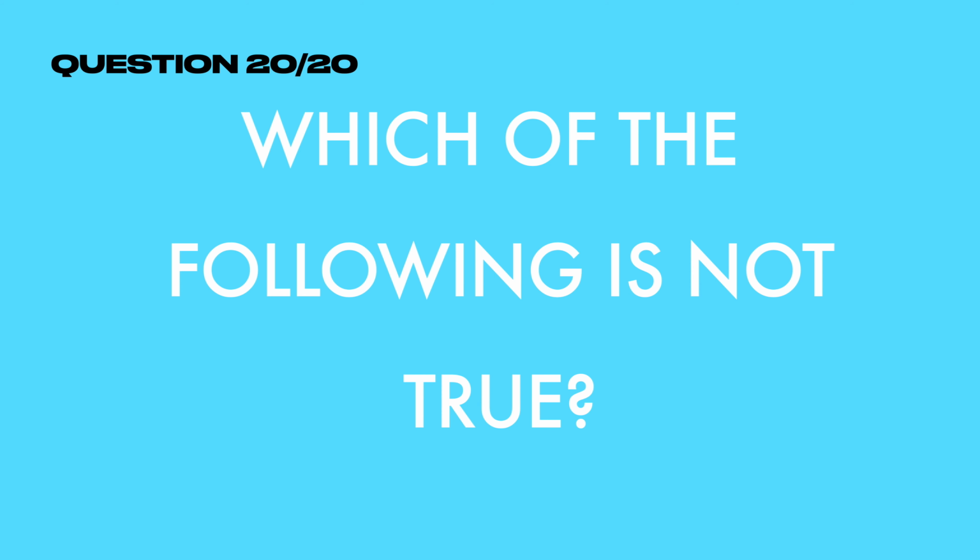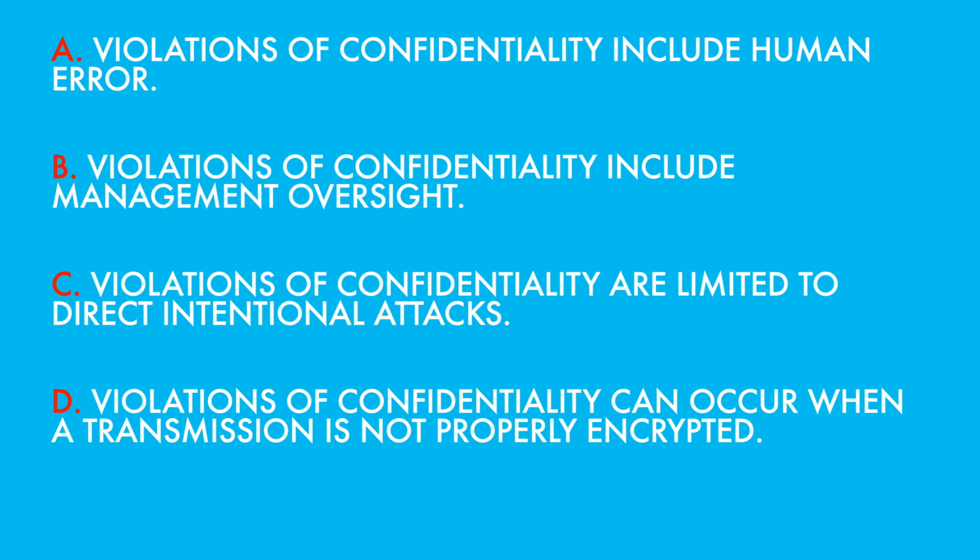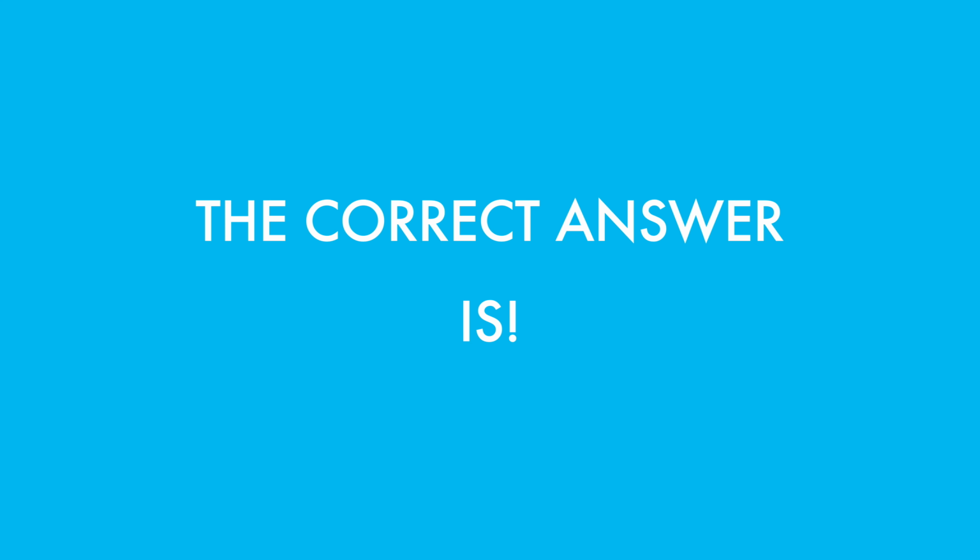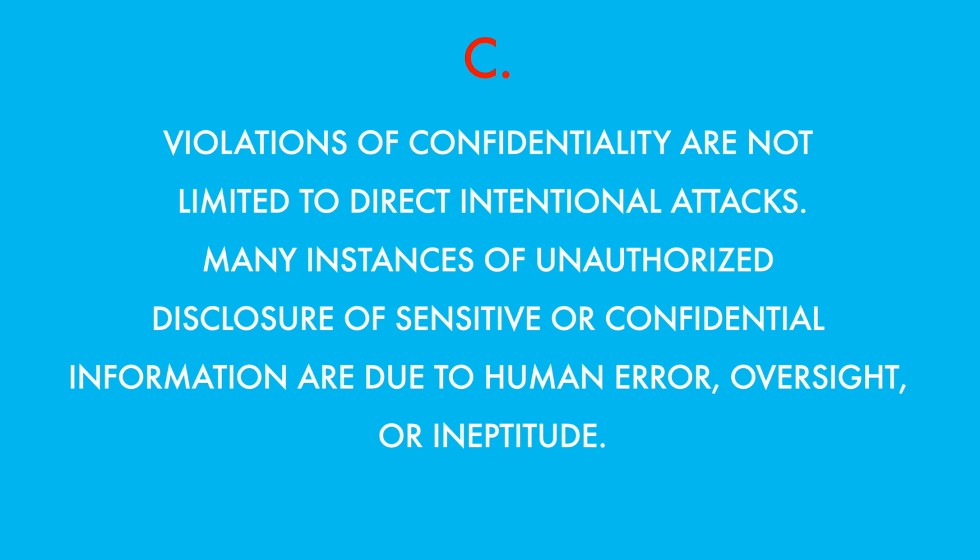Question 20 of 20. Which of the following is not true? A. Violations of confidentiality include human error. B. Violations of confidentiality include management oversight. C. Violations of confidentiality are limited to direct intentional attacks. D. Violations of confidentiality can occur when a transmission is not properly encrypted. The correct answer is C. Violations of confidentiality are not limited to direct intentional attacks. Many instances of unauthorized disclosure of sensitive or confidential information are due to human error, oversight, or ineptitude.